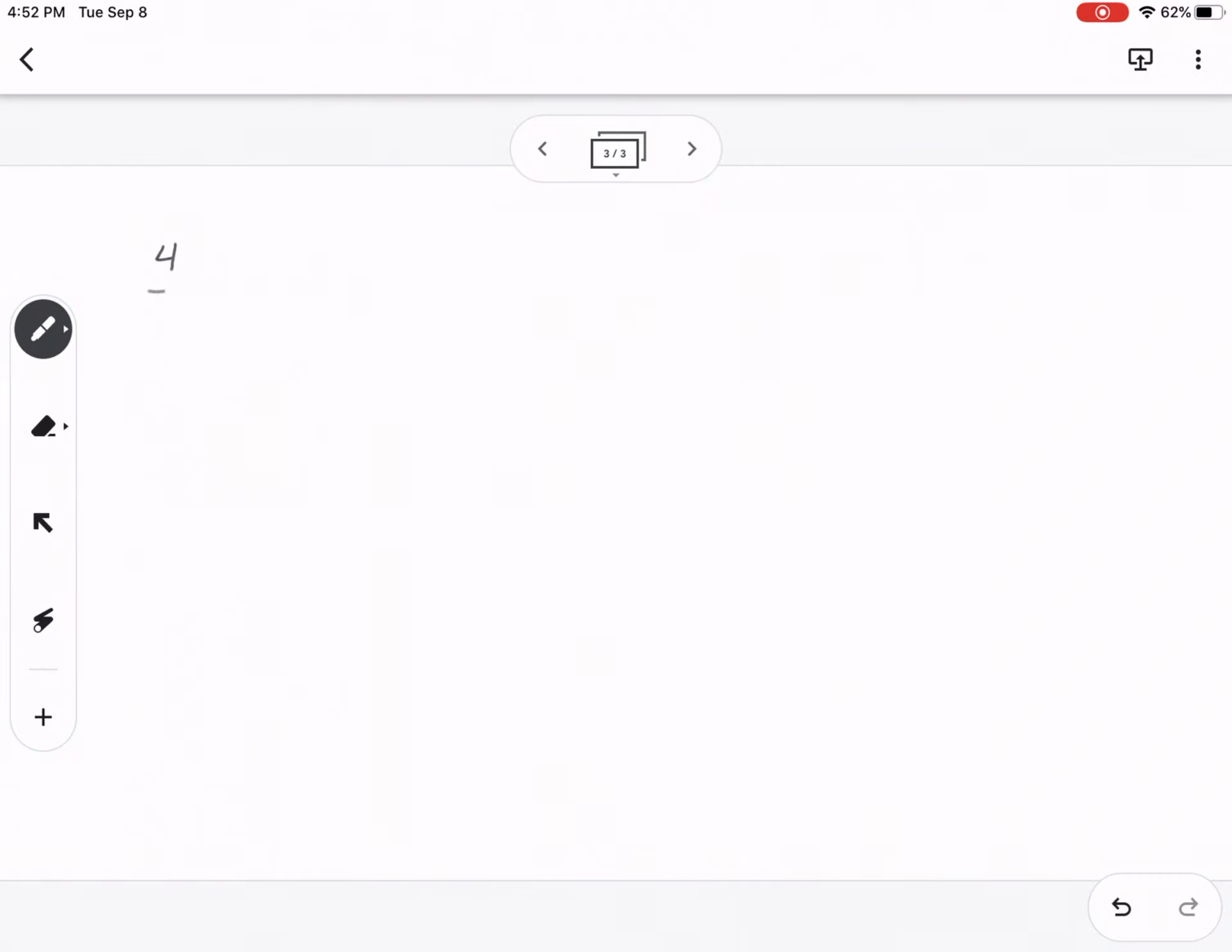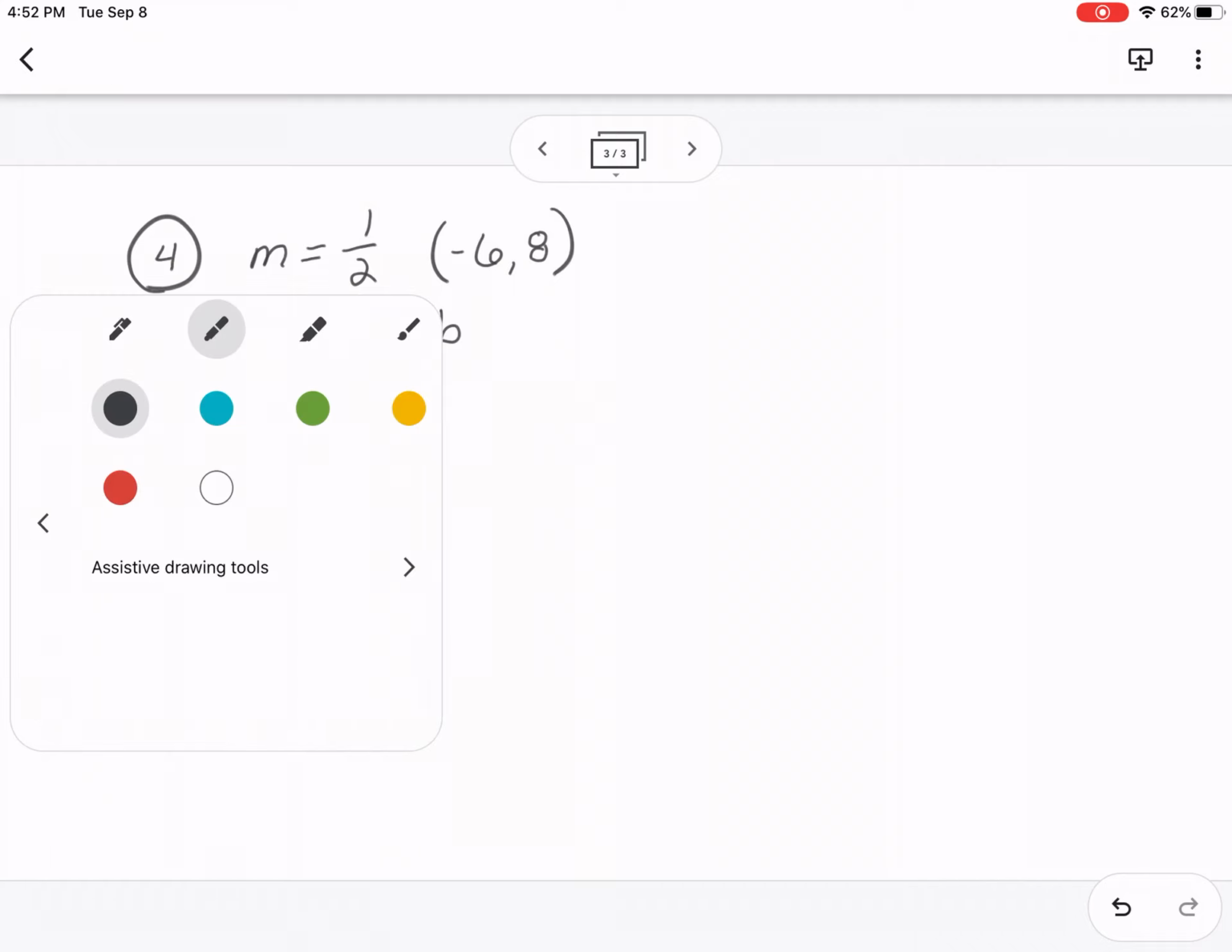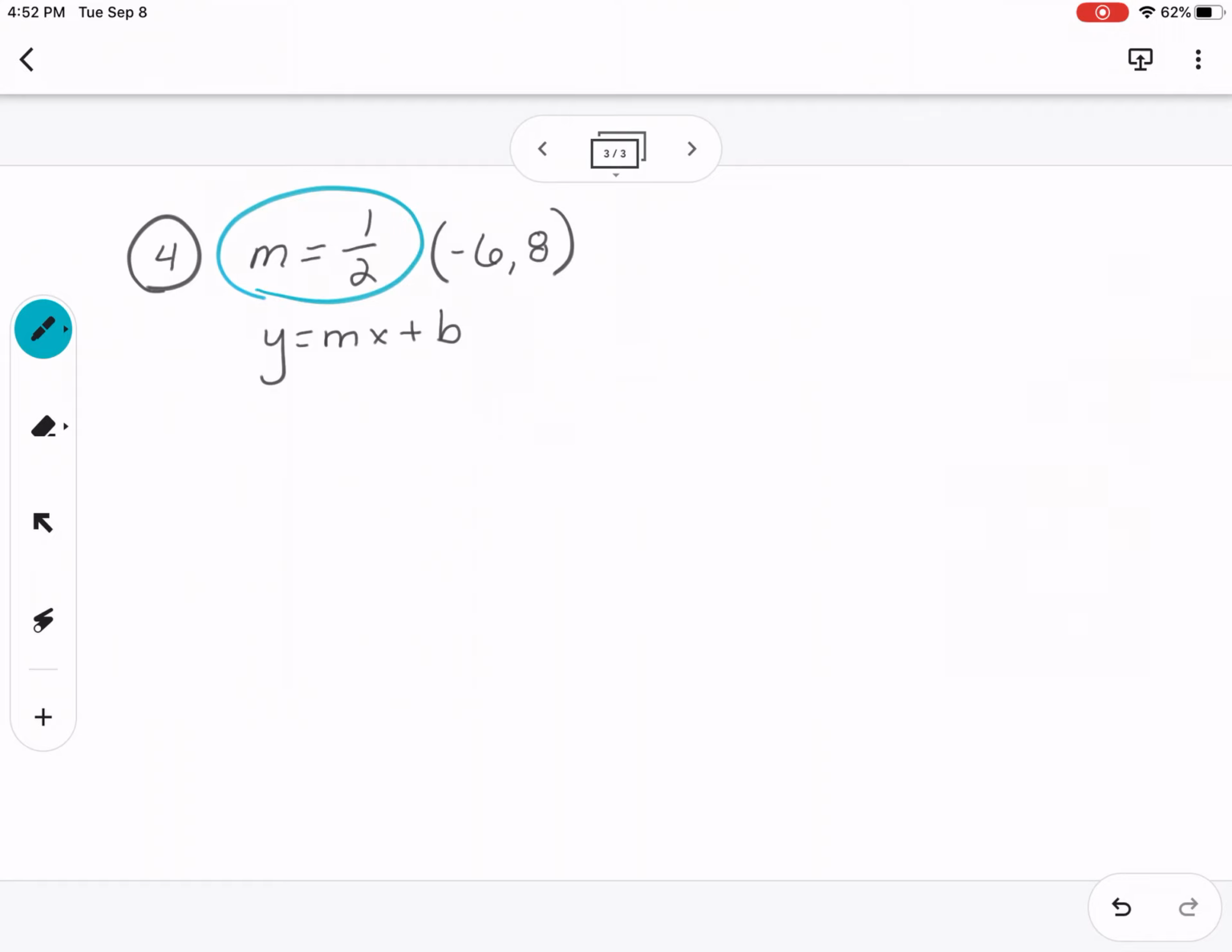All right, so I might say write the equation of a line given that the slope is 1/2 and the line passes through the point (-6, 8). That would be the wording of the question. You have 2 ways to do this question. One option is to use slope-intercept form. You could substitute in 1/2 for m, obviously -6 for x, and 8 for y. So your equation would look like this.